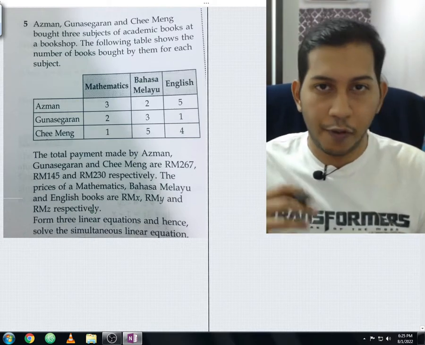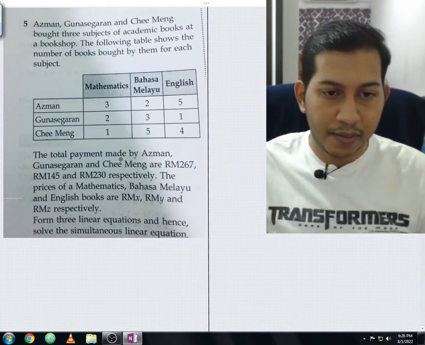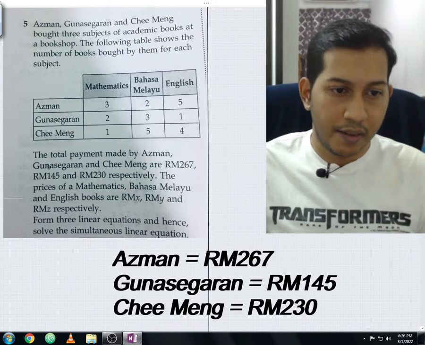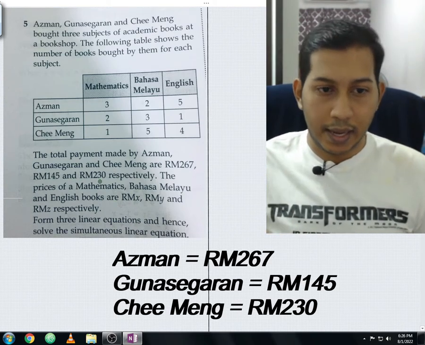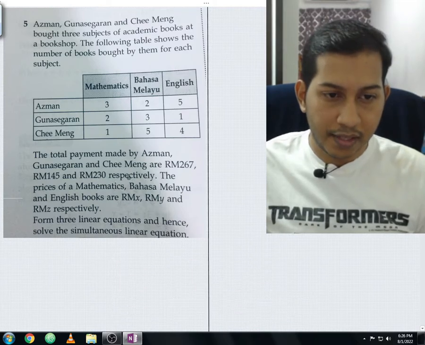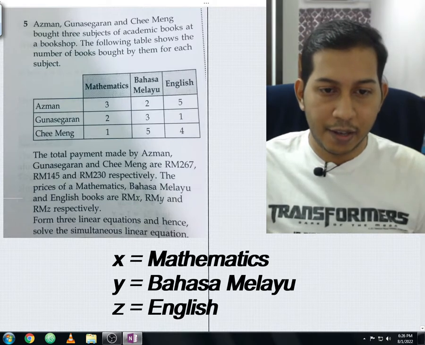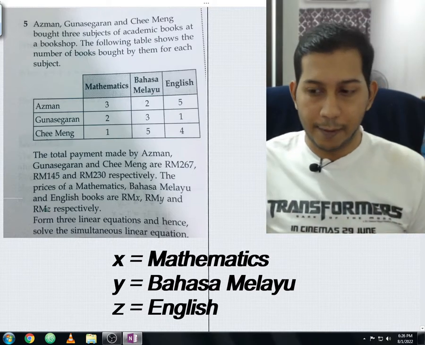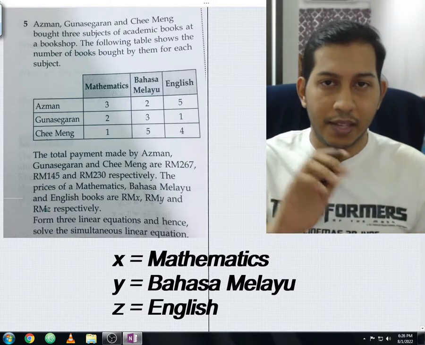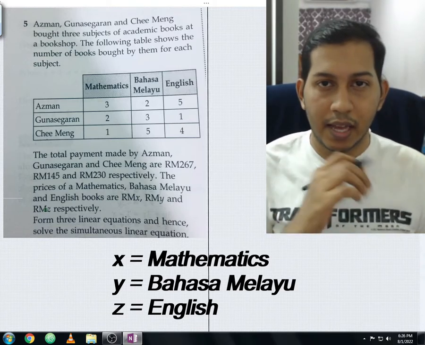Okay, so before we proceed to solve this question, let me make this clear to you. The total payments made by Azman is 267, for Gunasekharan is 145, whereas for Chimeng is 230 ringgit. The prices for mathematics is represented by the X variable, followed by Bahasa Melayu in Y variable and English in Z variable. I hope you guys are clear about these important informations. So without further ado, let us start to solve this question.